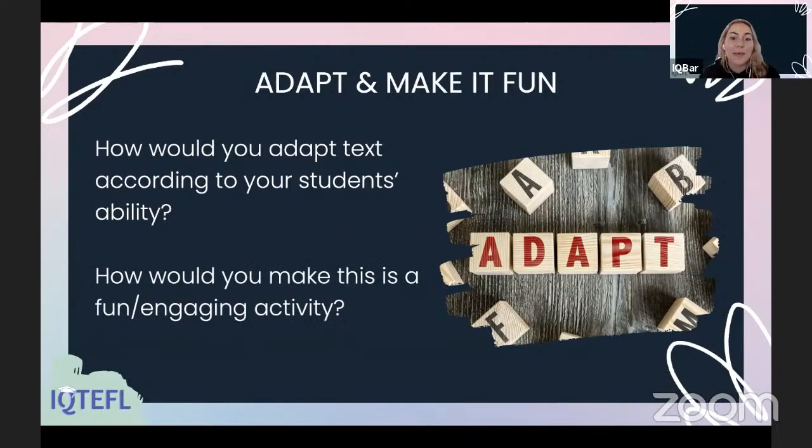So how would you make this a fun and an engaging activity? Because it can be quite boring for some students.